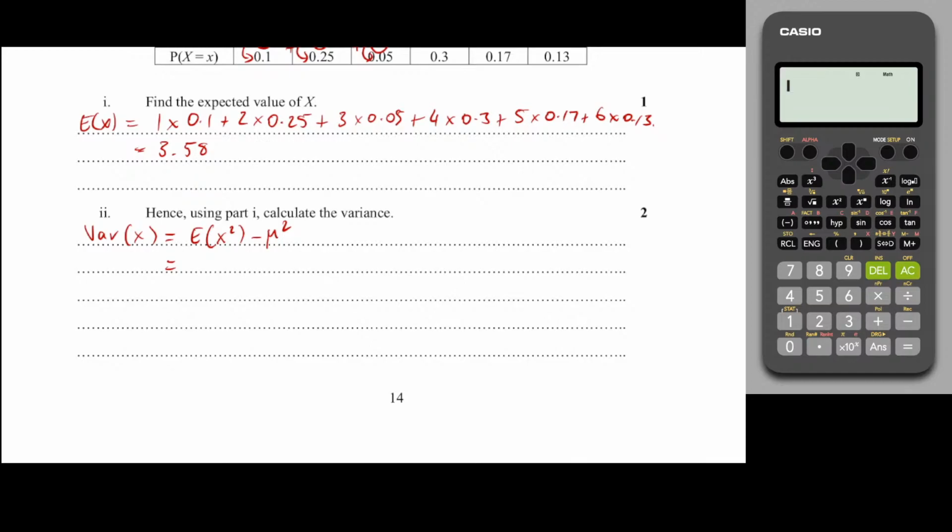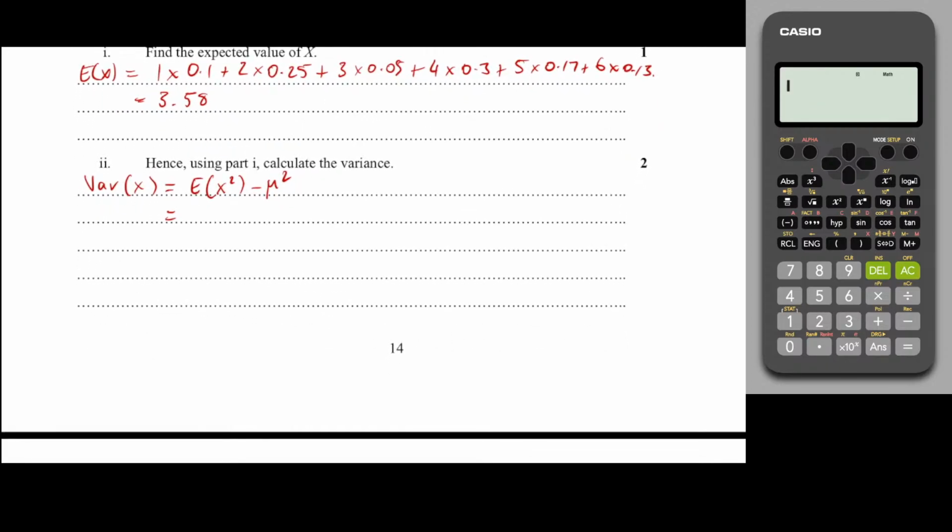Okay, now this formula I believe is on your formula sheet. In fact, if I have a quick look right now, yes, it is on your formula sheet. So this is one that's given to you, but what you need to know is how to use it.